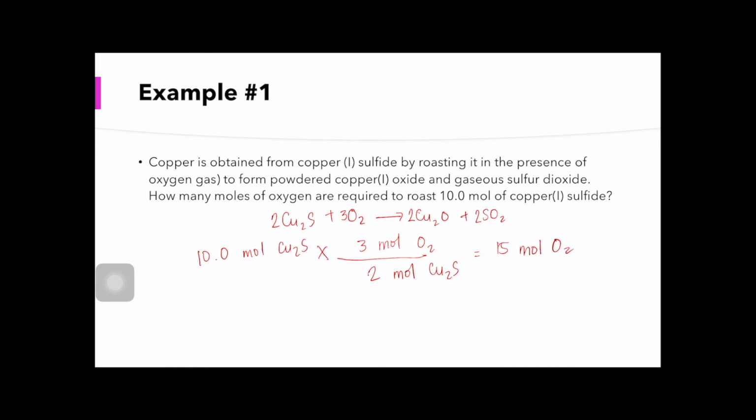So for every 10 moles of copper sulfide, there will be 15 moles of oxygen that will be required to roast the sample.